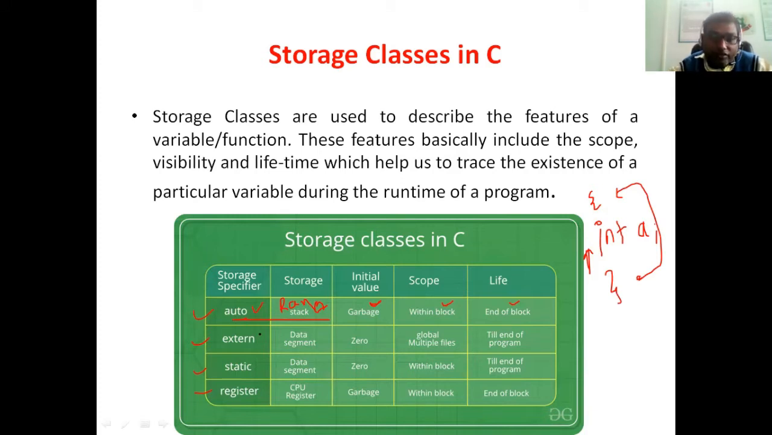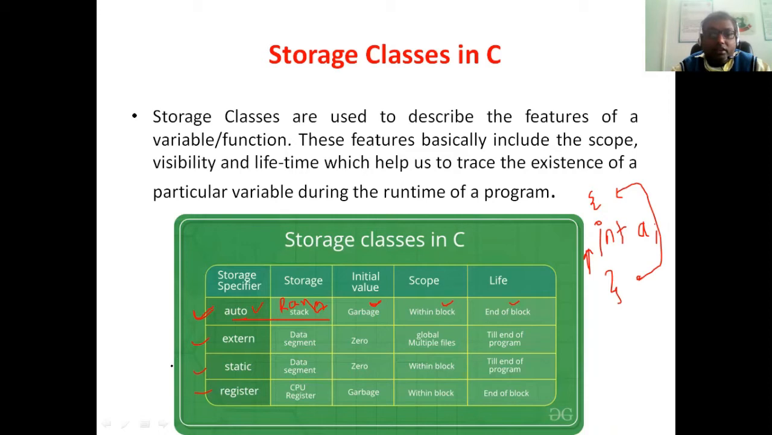One more thing is that we cannot declare an automatic variable as a global variable. Always an auto variable should be a local variable. Its scope is local to that particular block. We cannot declare an automatic variable as a global variable. We cannot declare a global variable with the help of the auto storage specifier.